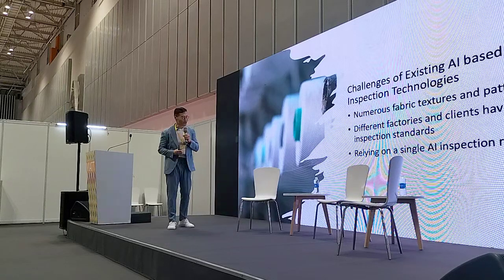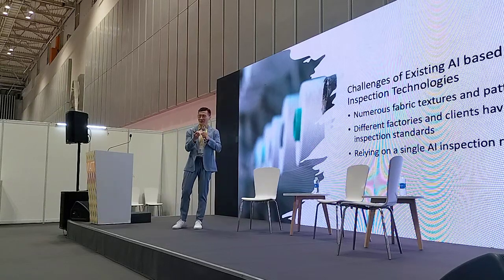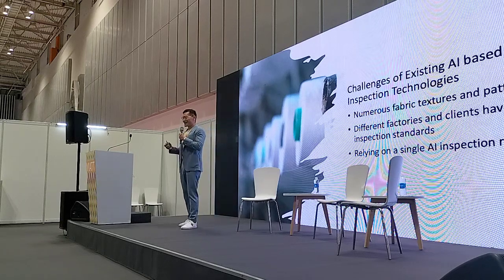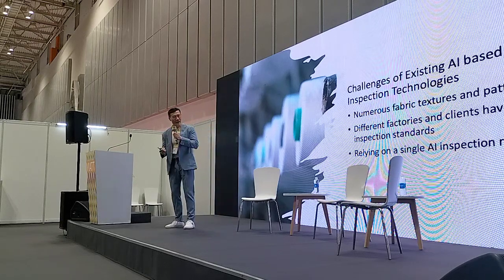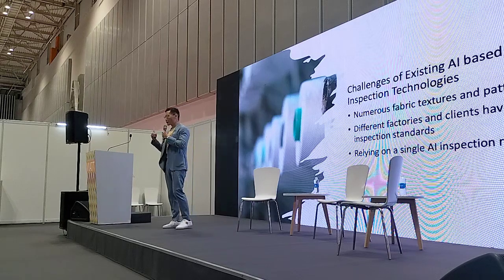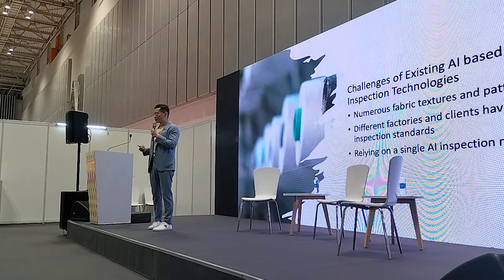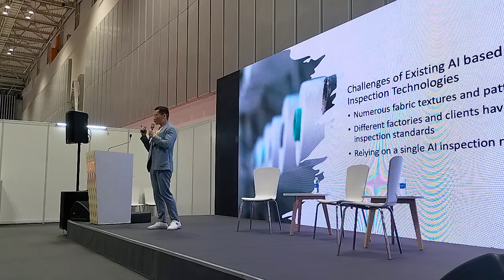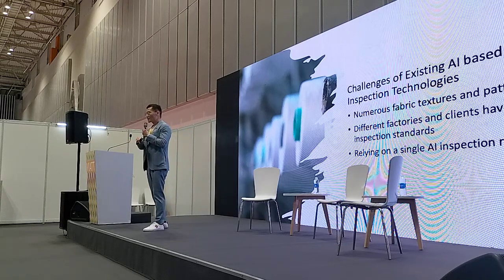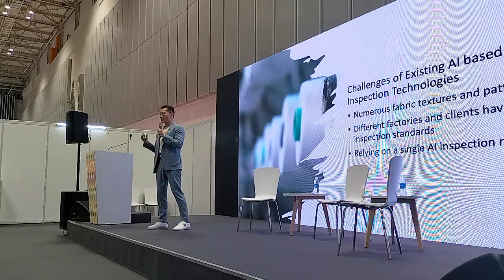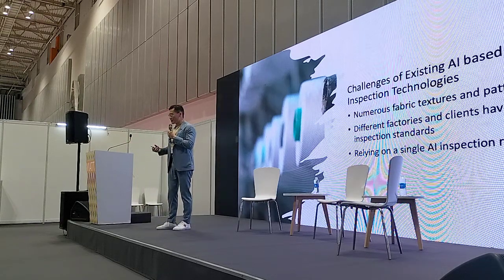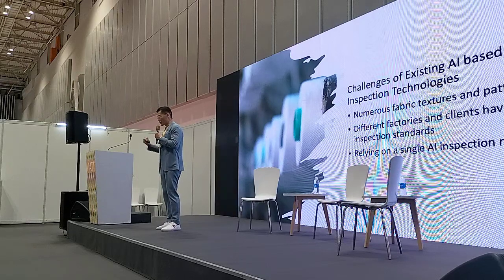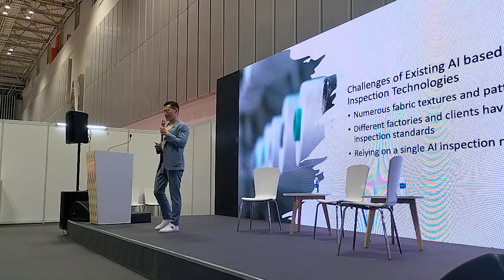There are some challenges. The first one is that our textile material has so many kinds of textures, and also patterns, and also so many types of defects. But the point is how we can just rely on one AI model to detect different types of defects. Particularly, for different brands, different textile mills, different factories, their standards are different.